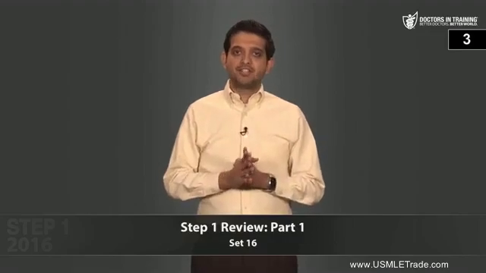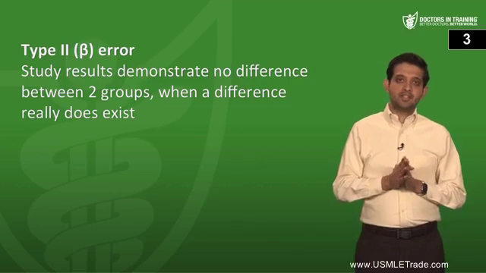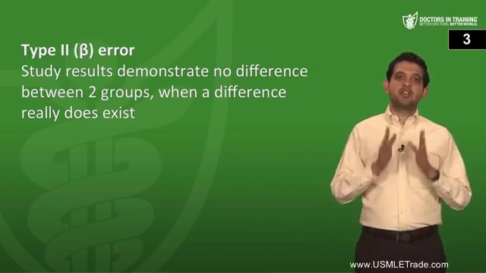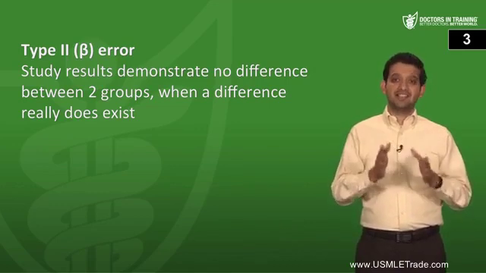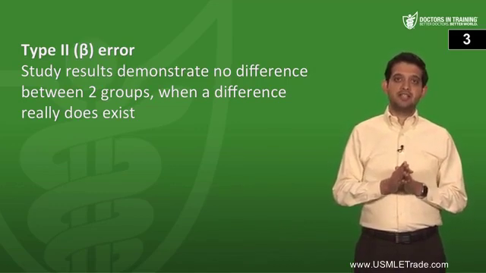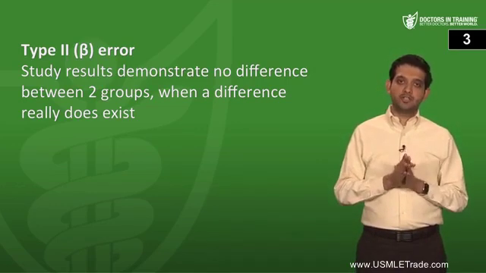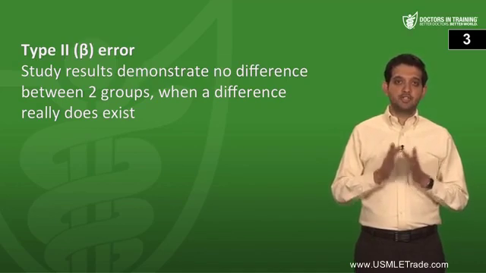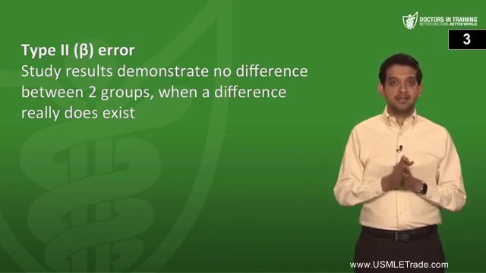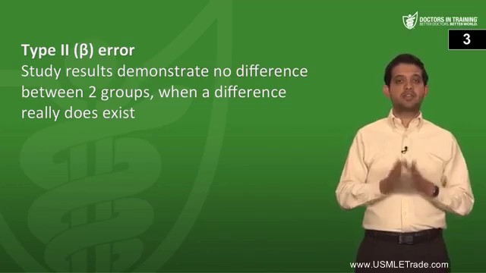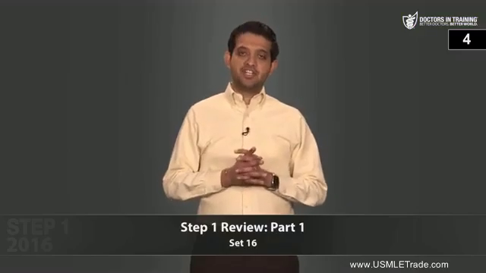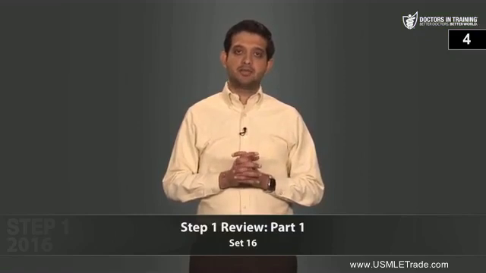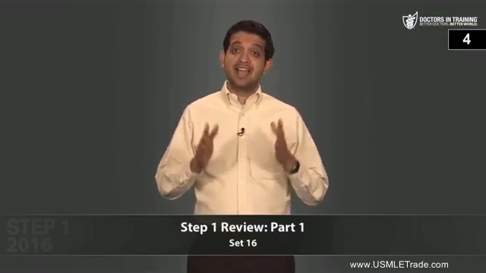Next question. So what is type 2 error? This is where your study results demonstrate no difference between the two groups, when in fact a difference really does exist. So if you did a study that showed that insulin is not helpful in treating type 1 diabetes, your study would of course be erroneous, and that particular type of error is called a type 2 error or a beta error.